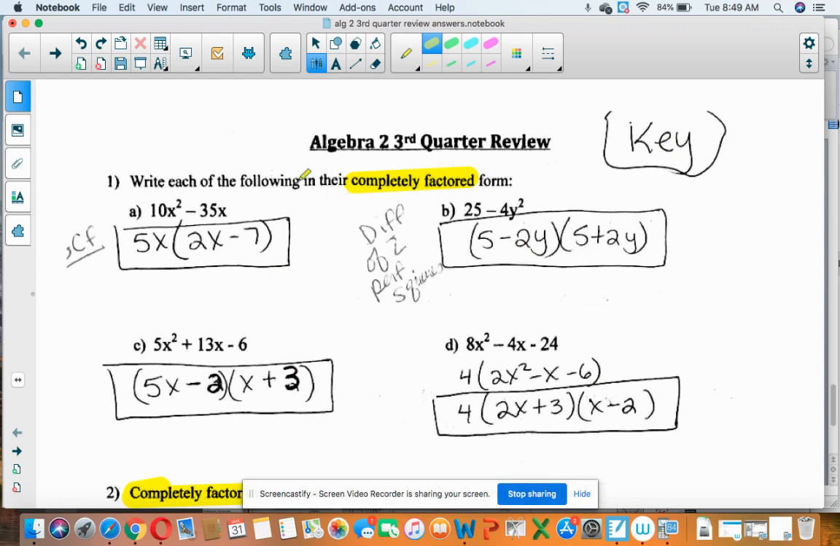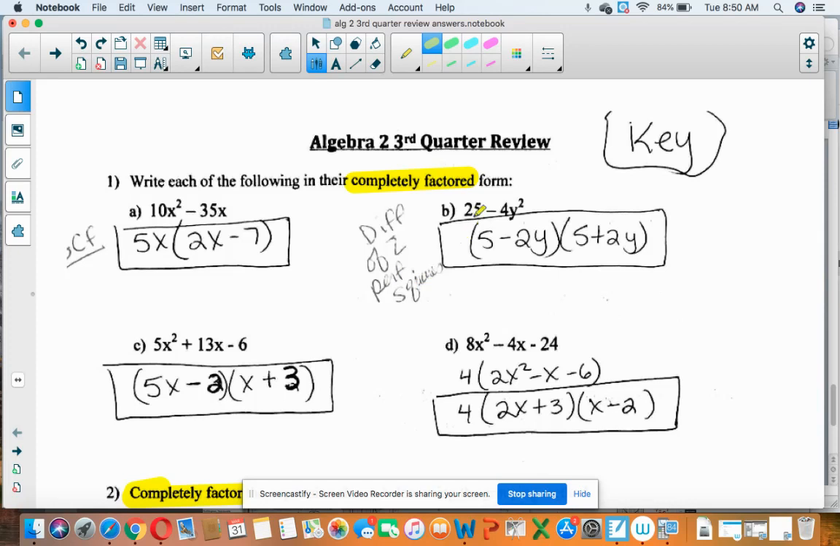So this is a third quarter review sheet that you should have already done. We did some factoring, just basic factoring right here in number 1A. You're always looking to find the greatest common factor. So the greatest common factor, what number and what letter. So 5 is the biggest number that 10 and 35 have, and X is the biggest X they have in common. So I pull out a 5X. What's left? If I divide out 5X from 10X squared, I'm left with 2X. If I divide out 5X from negative 35X, I'm left with negative 7. You should be able to multiply this and get back the original, so that's a way to check that.